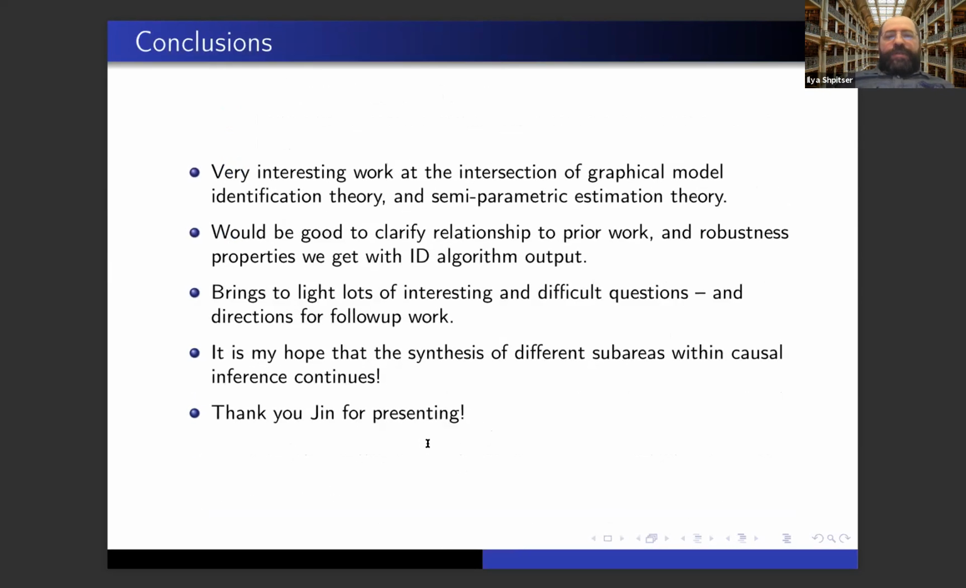Okay, so to conclude, very interesting work at the intersection of graphical model identification theory and semi-parametric theory. It would be nice to clarify the relationship to prior work and the robustness properties we actually get from ID. This brings to light really interesting and difficult questions that would be great to address, and directions for follow-up work. One thing I really liked about this paper is a synthesis of multiple areas that were previously separate in causal inference, and I really hope this trend continues. I think that's a great thing.